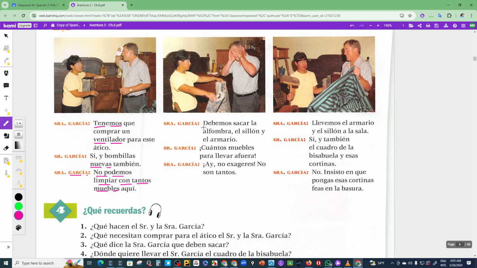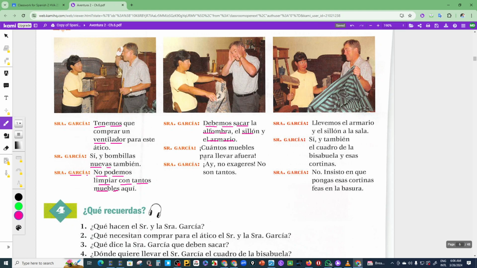La señora García dice, debemos sacar. And remember, deber is a duty, is kind of less mandatory than tenemos. Tenemos is we have to. Debemos is we should. Sacar, to take out. La alfombra, el sillón y el armario. Mr. Garcia is suggesting that we should take out of the room the carpet, the couch, and the furniture.